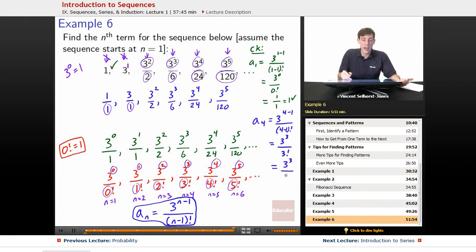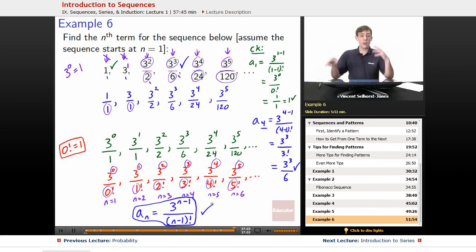3 factorial comes out to be 3 times 2 times 1, or 6. So 3 to the 3 over 6 is what we have for our fourth location. 1, 2, 3, fourth location, 3 to the 3 over 6. So that winds up checking out. We wind up seeing, yay, our general term makes sense.